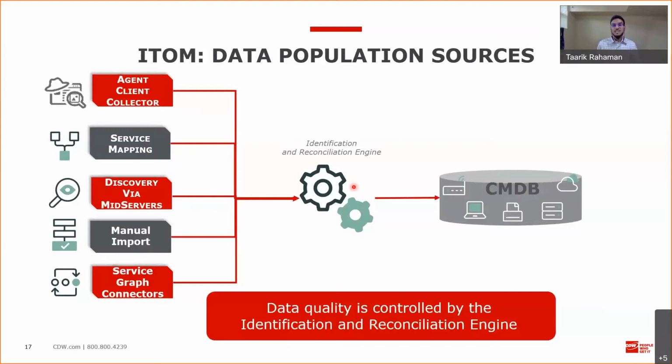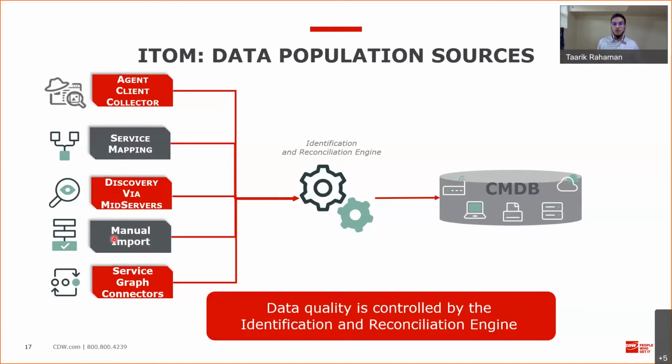But first, we have the agent-based method. As you can see right up here, the agent client collector. This was released actually early this year. Then we have the service mapping method. After that, we have various other discovery mechanisms, traditional discovery, which is IP-based discovery. We have service graph connectors, and then we have manual imports.